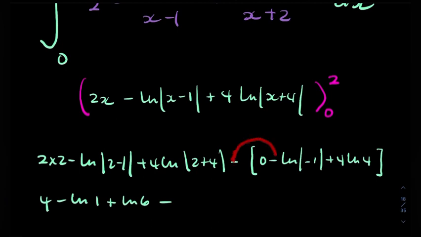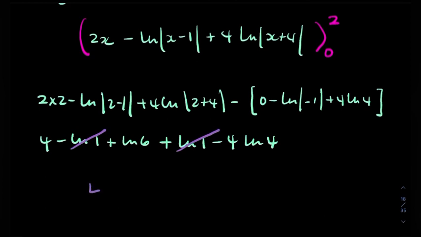Now make sure you multiply the negative 1 by each of these. So the sign for each of these will change. Sorry, so this sign will change and this sign will change. This is absolute value, so log minus 1, we'll write that as minus or plus log 1. So this minus times minus gives me plus, and the absolute value of minus 1 is 1. And then minus 4 ln 4. Now, ln 1 is just 0. So you end up with 4 plus log 6 minus 4 ln 4.